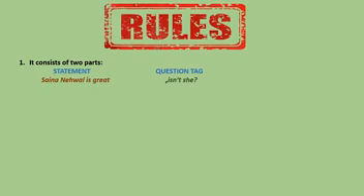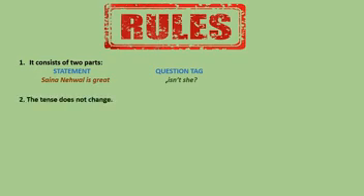Now if we add a question tag to it, then the statement changes to a question. Okay, and as I told you before, a question tag consists of two words. So Saina Nehwal is great, isn't she? This is your question tag. Before beginning a question tag, we use a comma, and after it we put a question mark.